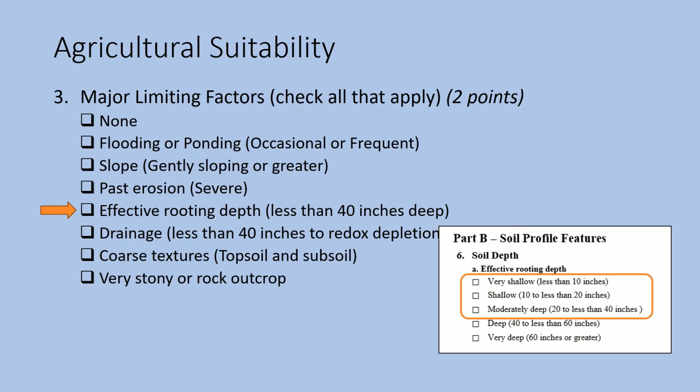Effective rooting depth. This we looked at in Part B, soil profile features, question 6. So if you thought that there was a layer in the soil that limits root growth, so these could be things like fragipan, bedrock, or horizons with extremely high amounts of sand or gravel, basically a layer that the roots can't penetrate through. If you found one of these limiting layers less than 40 inches below the surface, you would check one of your limiting factors as effective rooting depth.